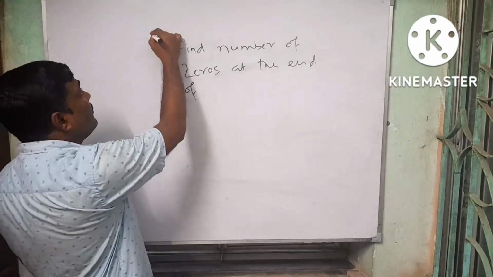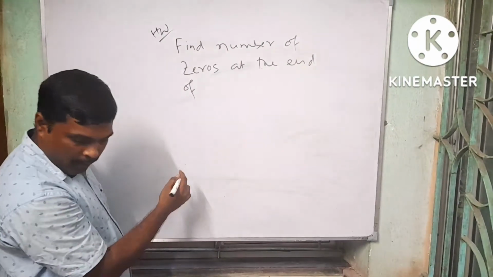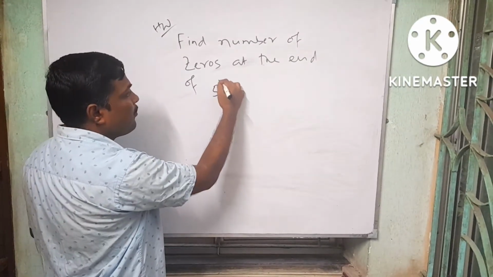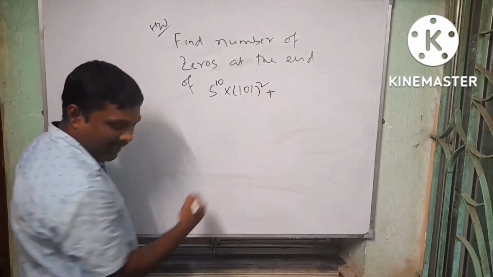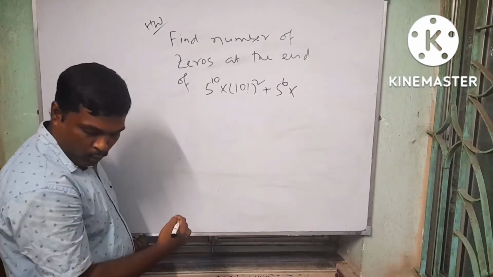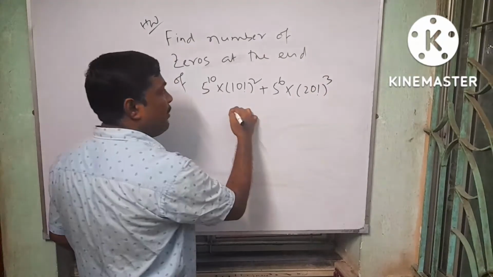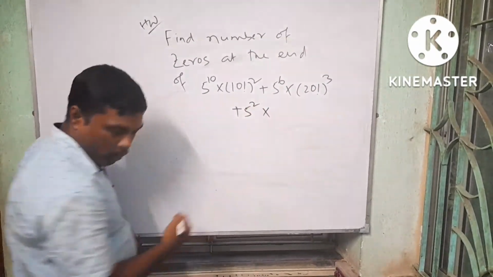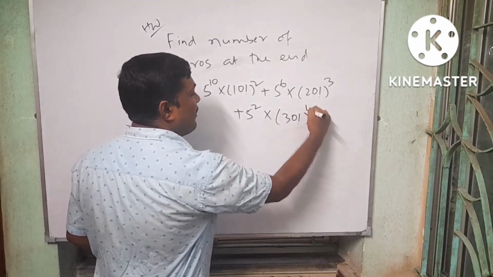Take one homework. Find the number of zeros at the end of 5 to the power 10 into 10 factorial square, plus 5 to the power 6 into 20 factorial cube, plus 5 square into 30 factorial to the power 4.